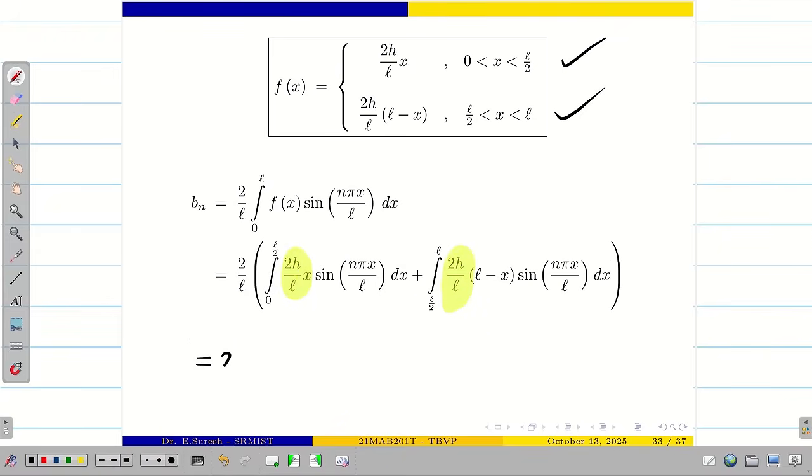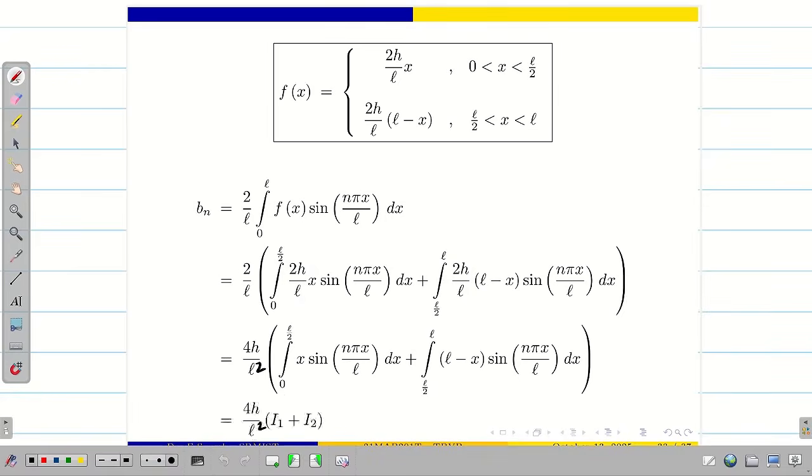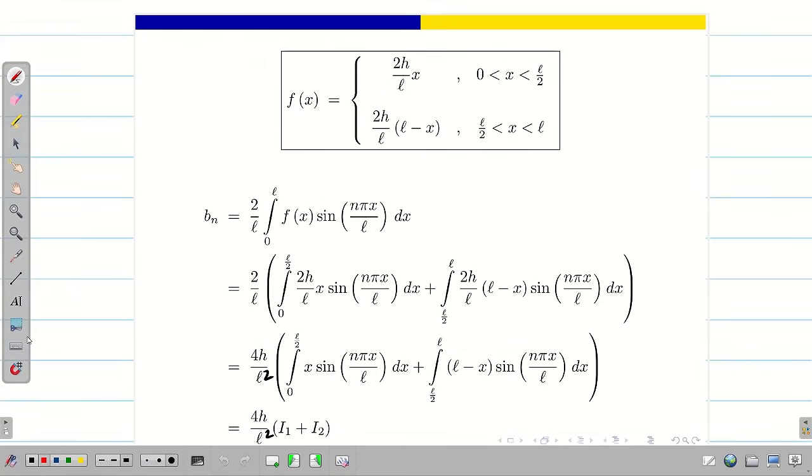We can take this outside. We have two integrals: 0 to L by 2, and the other one is L by 2 to L, dx. I am going to take the first integral as I1 and the second integral as I2. Now we have to evaluate this I1 and I2.